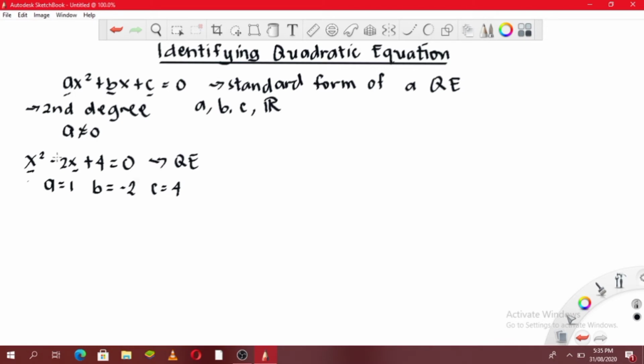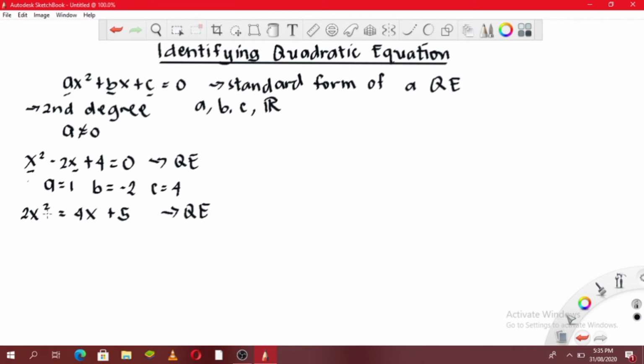Let's have another example. If we have 2x squared equals 4x plus 5, is this a quadratic equation? So, tignan natin, ano ba ang degree niya? So, ang highest exponent or power ng ating variable x ay 2. So, ibig sabihin, siya ay quadratic. So, this is a quadratic equation because the degree is 2. Okay? Ang highest power is 2.